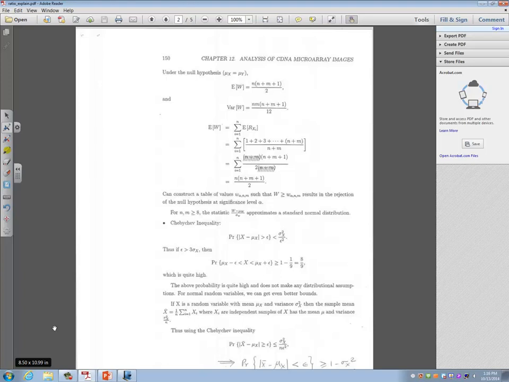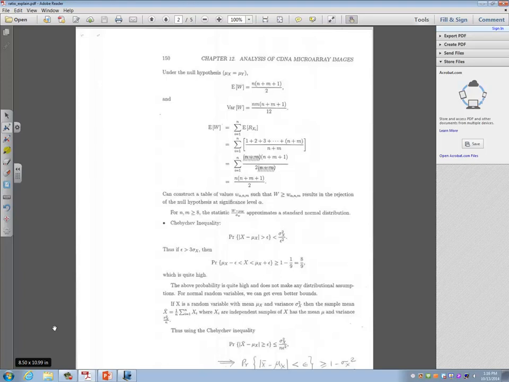If you make distributional assumptions, you'll be able to do better. So independent of any distribution, you can see that within 3 standard deviations of the mean, you are going to have almost 90% of the probability mass. For normal random variables, you can get even better bounds.